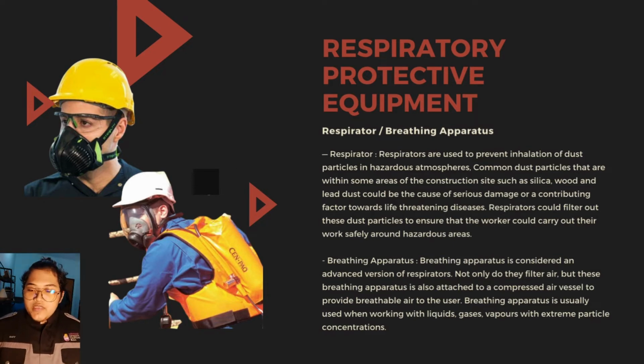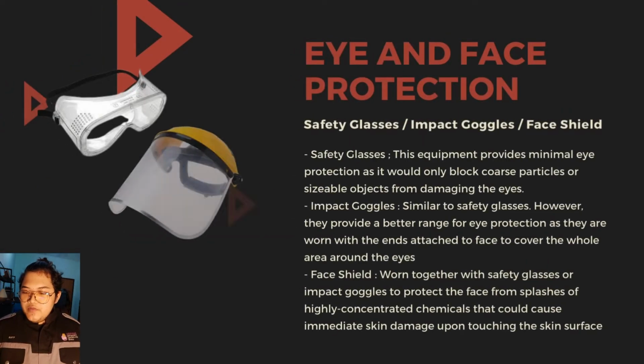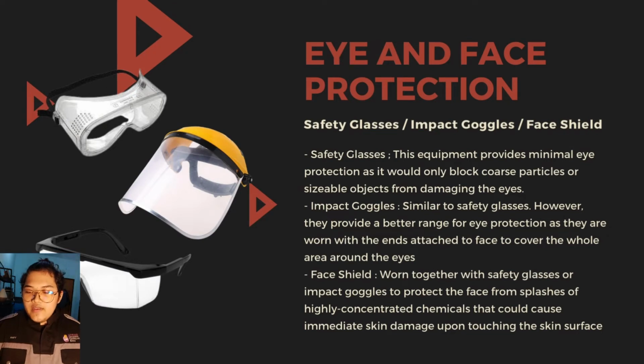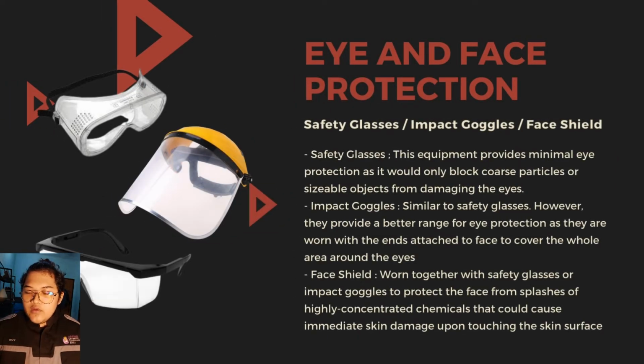Up next, we will discuss on eye and face protection, which is the use of safety glasses, impact goggles, or face shields. Safety glasses provide minimal eye protection as it will only block coarse particles or sizable objects from damaging the eyes, whereas impact goggles are similar to safety glasses. However, they provide a better range for eye protection as they are worn with the ends attached to the face to cover the whole area around the eyes.